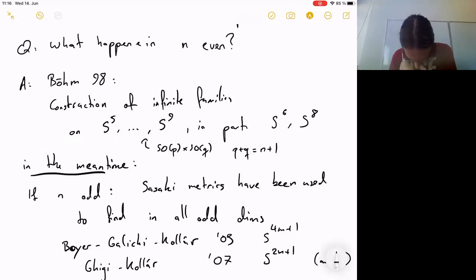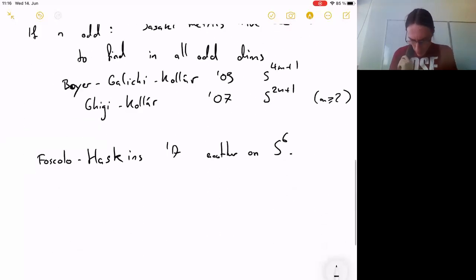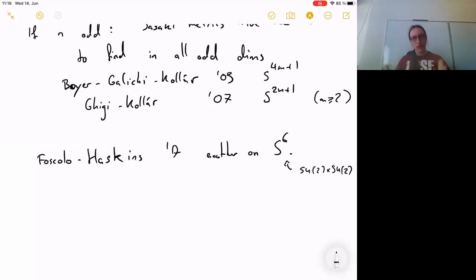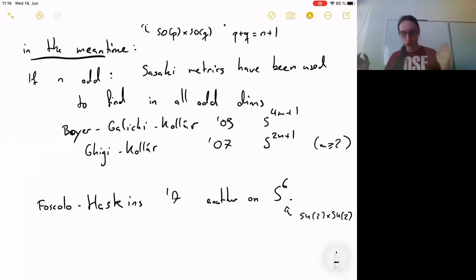Is this the right one? Yes, I think so. And this one is, I think, SU(2) by SU(2). Yeah, so different isometry group, but of course, not a new sphere.